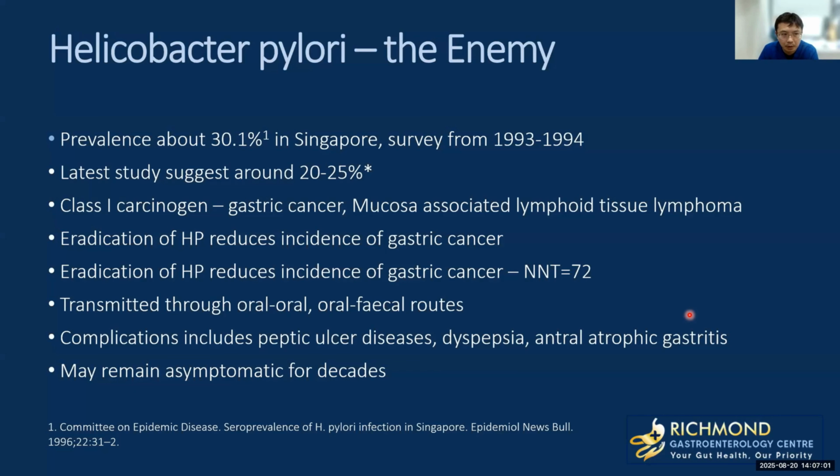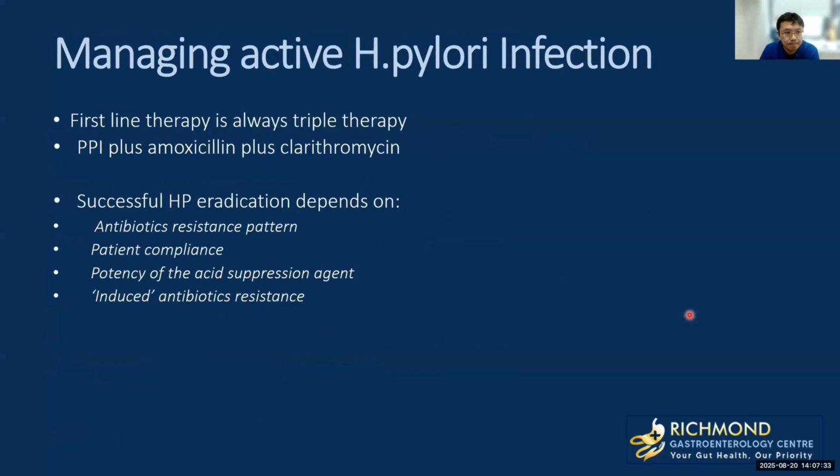By eradicating it, you actually reduce the risk of incidence of gastric cancer by 40 to 60% over the next 25 years. The number needed to treat to reduce gastric cancer is 72. It is transmitted through oral-fecal routes. So sometimes in a household, if one person is diagnosed with H. pylori, I always recommend the family members, even though they are asymptomatic, to check through UBT to see if they have active HP infection.